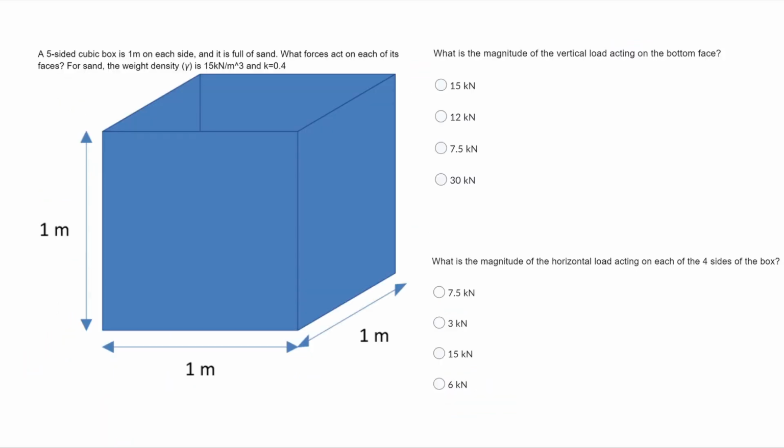Now that we've reviewed the concepts, we can take a look at this question. We're given different components here, the weight density and K, and we need to find the vertical loading just on the bottom face, and the horizontal loadings acting on each of the four sides. So not the four sides total, but just on one of the sides. Take a moment and try these on your own, then come back to the video.